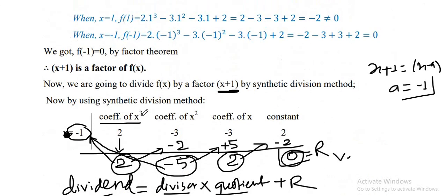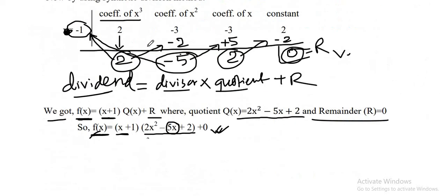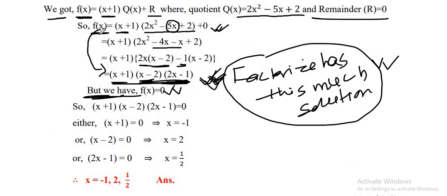But do you know that in the question you are given the polynomial equals 0. You know that at the beginning of the solution we considered this equal to f of x. So can you write f of x equals 0? Yes, we can write. We have f of x equals 0, and we have already factorized f of x as x plus 1, x minus 2 and 2x minus 1. So I have replaced f of x by x plus 1, x minus 2 and 2x minus 1 equals 0.